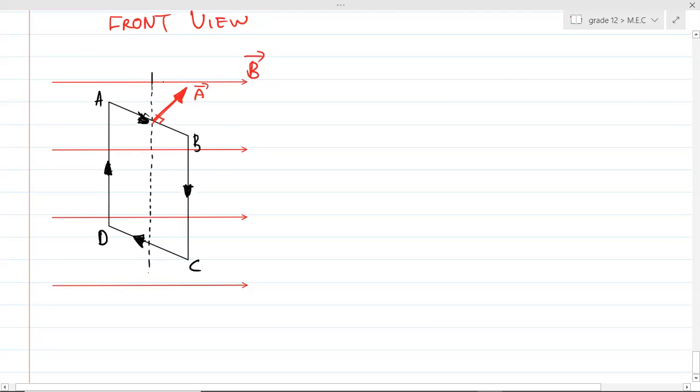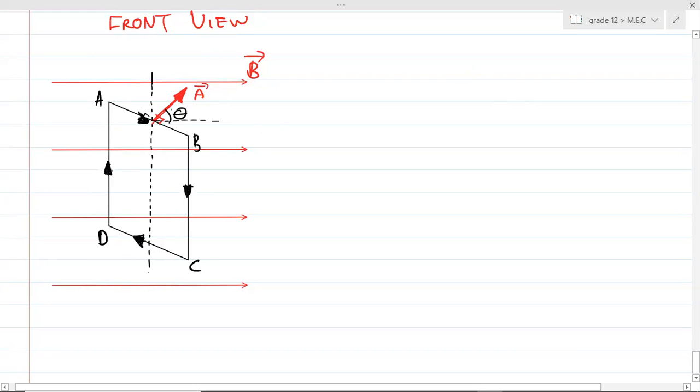Okay. So the front view looks like this. This loop is a little bit tilted. Let's say the loop is tilted in such a way that the area vector is making an angle of theta with the magnetic field. Please remember, this diagram may not be that clear.